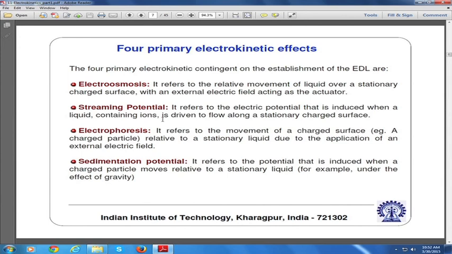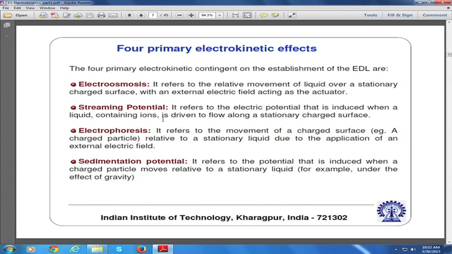Electroosmosis refers to movement of liquid relative to a solid boundary. So the solid boundary is stationary, but the liquid is moving. And electrophoresis refers to movement of a charged particle relative to a liquid, as if the liquid is stationary and the charged particle is moving, both subject to an electric field. So in that sense, electroosmosis and electrophoresis are related, and streaming potential and sedimentation potential are related.